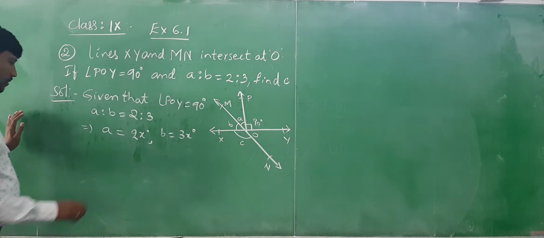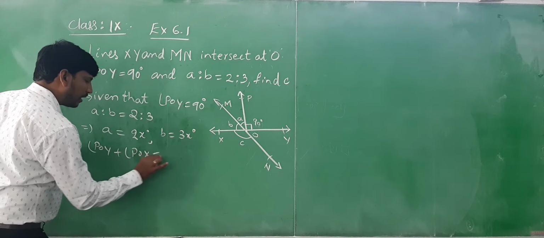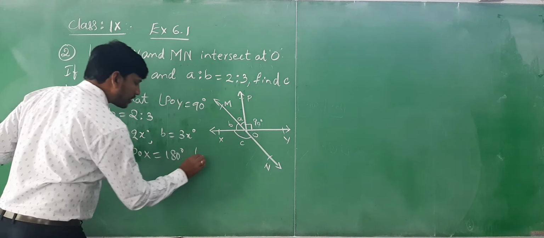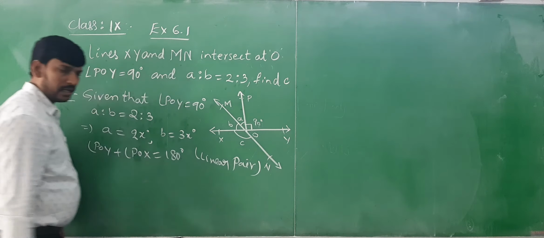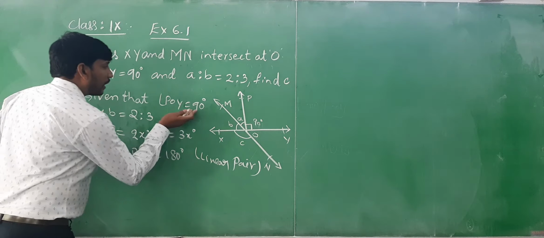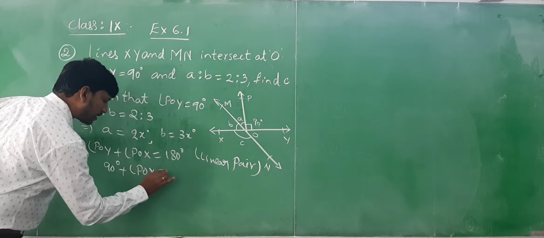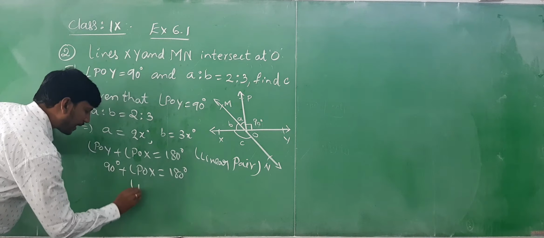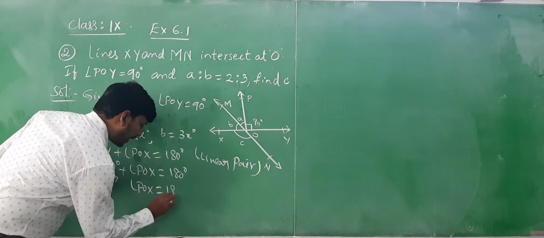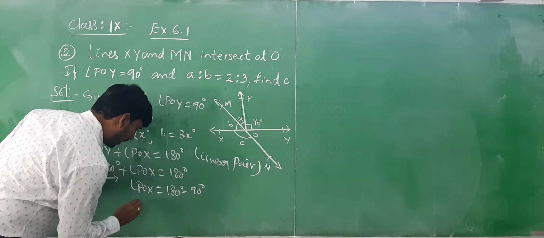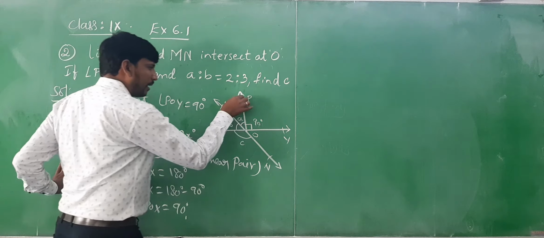Now here angle POY plus angle POX is equal to 180 degrees because of the linear pair axiom. Okay, linear pair. So therefore already the given POY is 90 degrees. So 90 degrees plus angle POX is equal to 180 degrees. Then angle POX is equal to, by transposing 90 to RHS, 180 degrees minus 90. So angle POX is equal to 90 degrees. So we got this part.